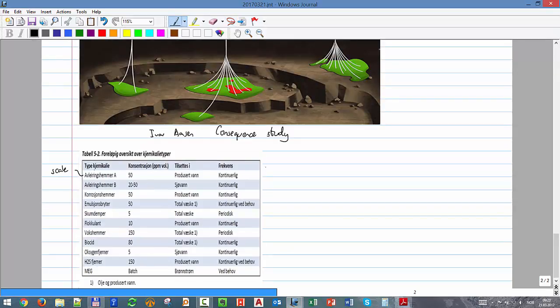So scale, corrosion, that's wax, just to give you some translation, and you have quality control, that's flocculant, it's almost the same. Then you have this is foam, defoamer.